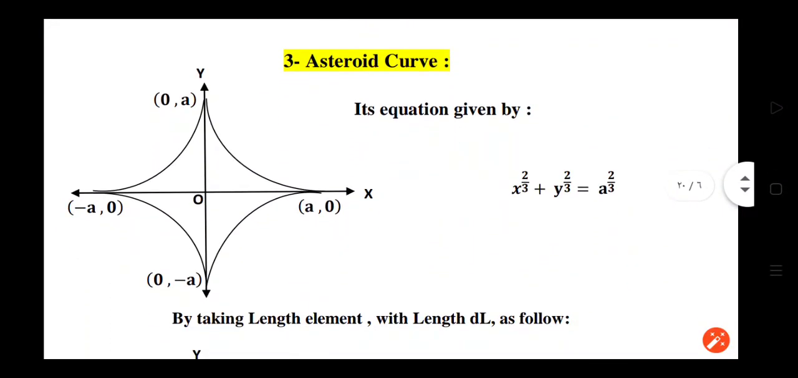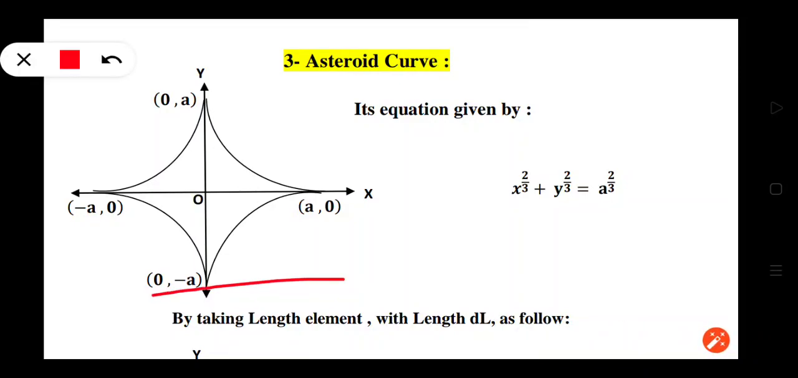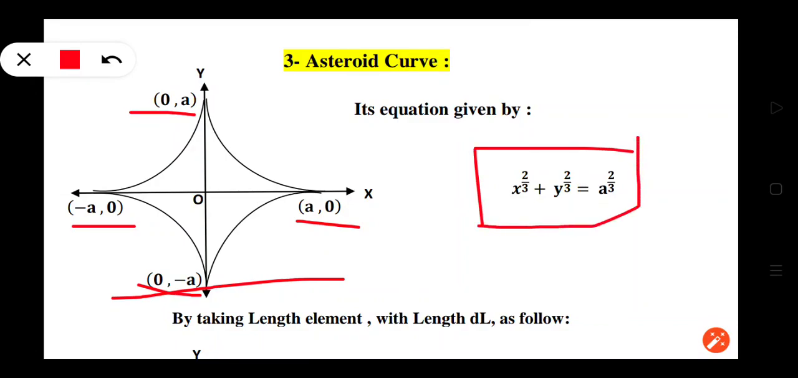3. Asteroid curve. That shape is an asteroid curve, which cuts the x-axis and y-axis at the points (a, 0), (negative a, 0), (0, a) and (0, negative a). Its equation is given by x to the power 2/3 plus y to the power 2/3 equals a to the power 2/3, which is given in our examples.